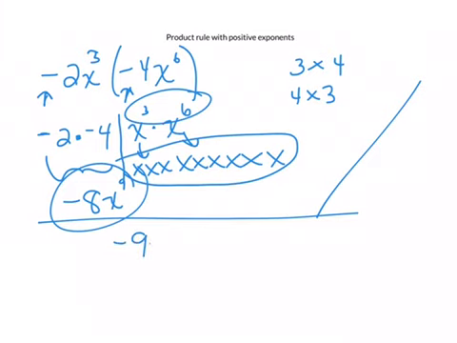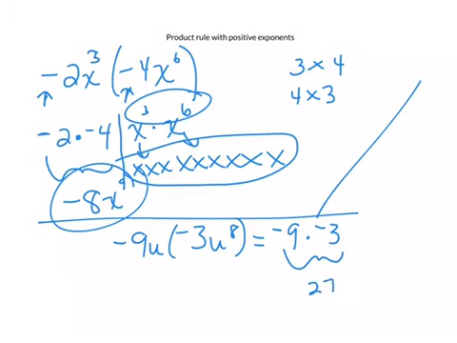Okay, let's try another one. Let's say we have negative 9u, and that's being multiplied with 3u to the 8. Again, we have that ability to move things around. We have a negative 9, and we have to multiply that by a negative 3. Boom, 27. We have 1u, and it's going to be joining 8u's. So don't forget that this is 1u. It's important. So if we have 1u joining 8u's, we now have 9u's all together.